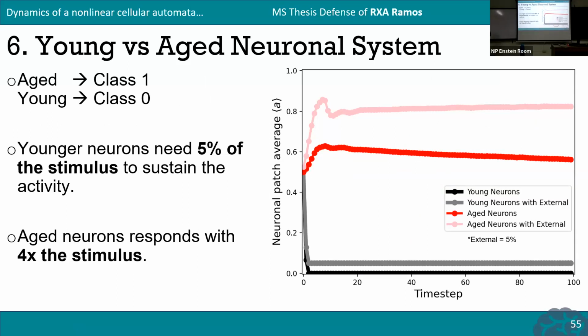With that, we obtain this neuronal patch average over time shown in this figure. The darker lines show the original young and aged neurons' activity, the darker red and the black, while the lighter colors, the pink and the gray, are neuronal CA injected with an external stimulus of 5%. What we found is that younger neurons need 5% of the stimulus, again similar to what we have observed earlier, to sustain the activity, shown here. While aged neurons respond with 4 times the stimulus. So we only have 5% stimulus, but the response of the aged neurons is greatly amplified 4 times.